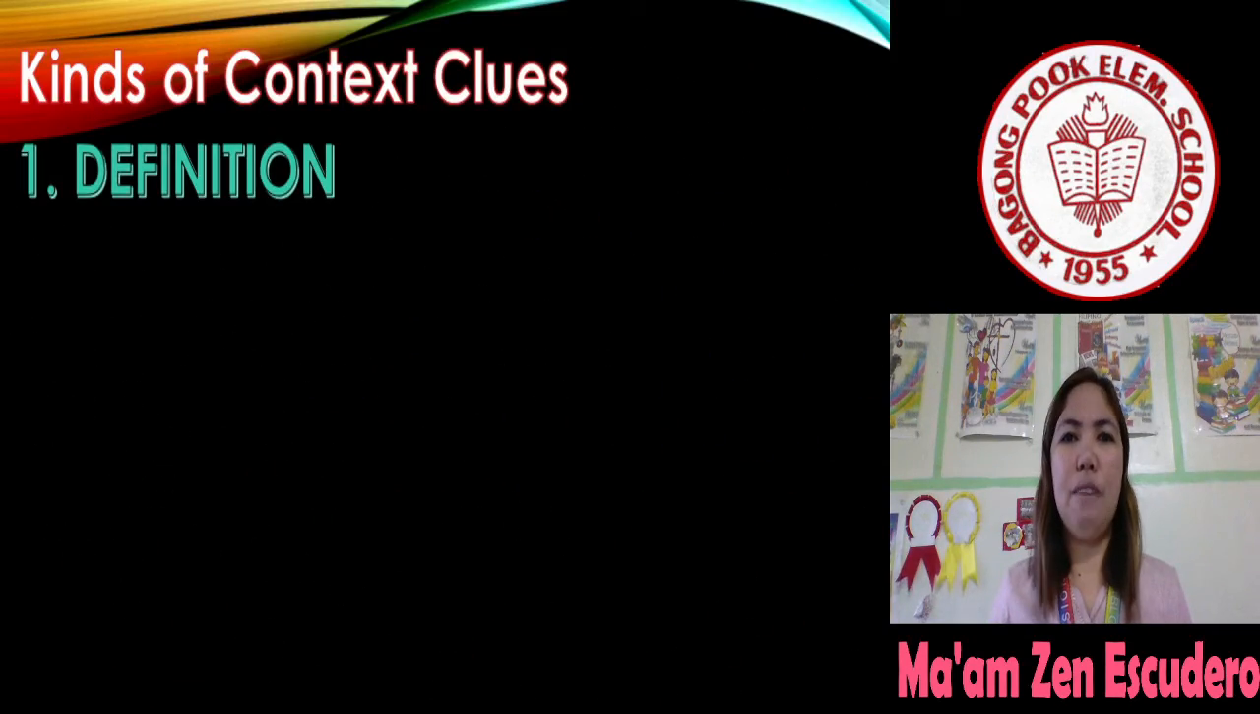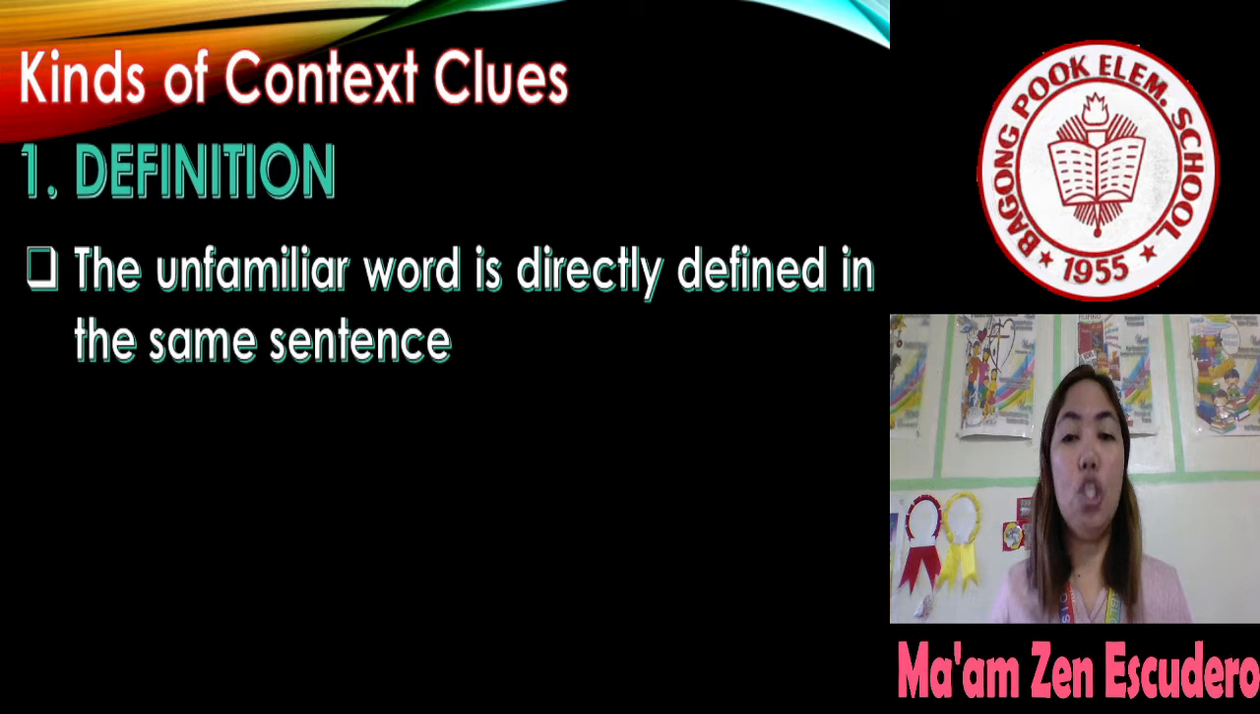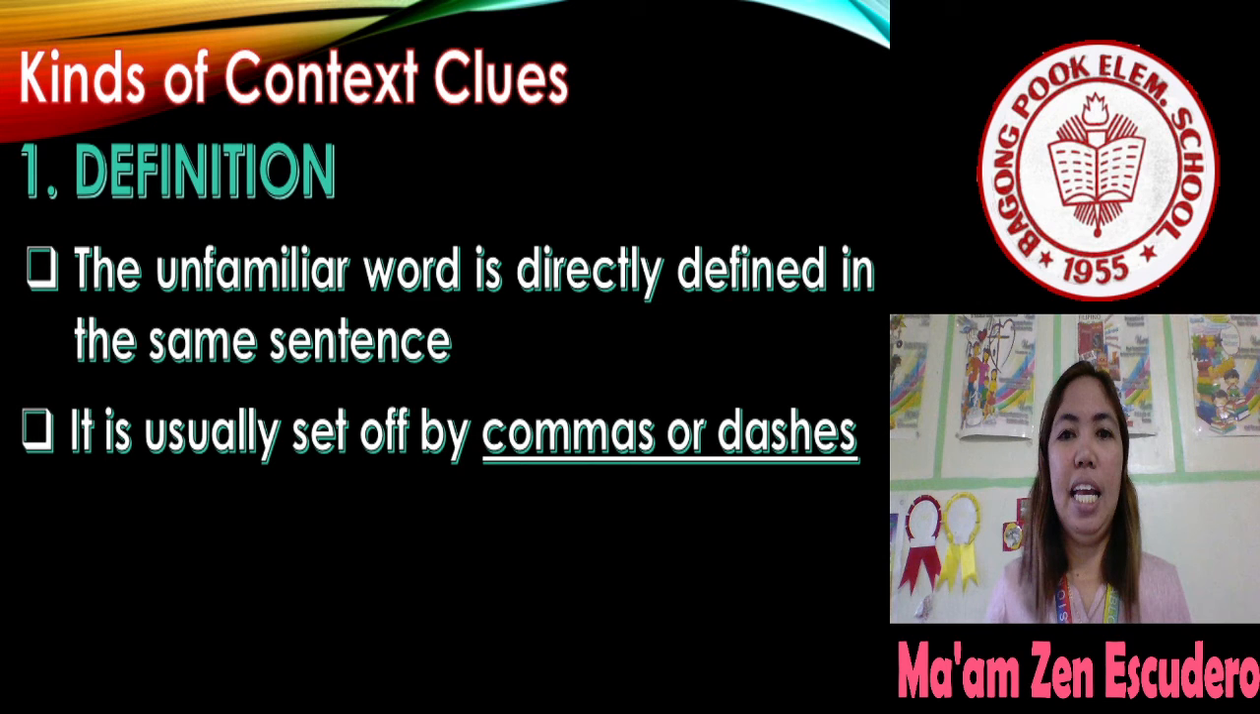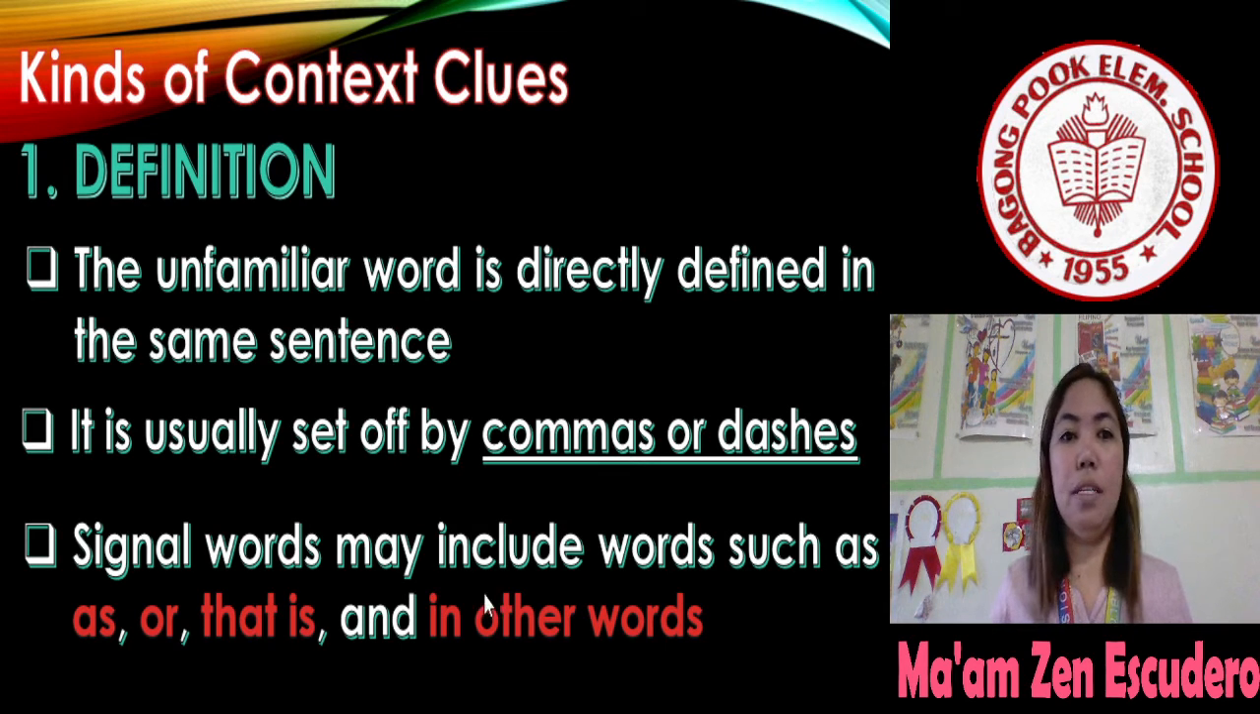What is definition? Definition is when the unfamiliar word is directly defined in the same sentence. When we say definition, the author or the writer gives us a word that has the same meaning as that unfamiliar word, or a word that is synonymous. It is usually set off by commas or dashes. And sometimes, the author also gives us some signal words. This includes as, or, that is, in other words. Let's have some examples of context clues with definition.